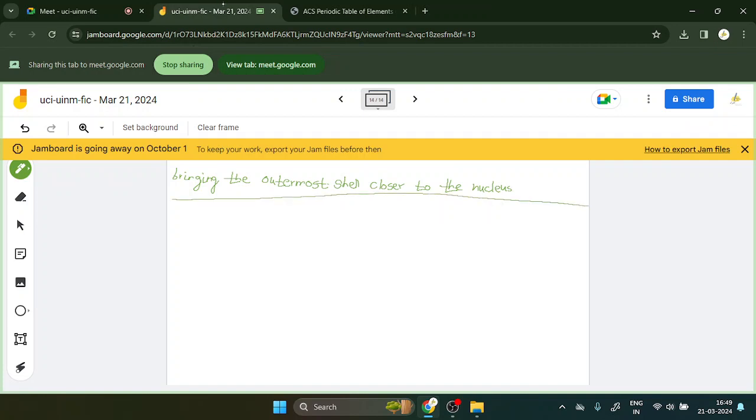So what's going to happen when we go down the group? Trends in atomic size. Let's discuss one more heading and then we will wrap up. So now, trends in atomic size. Atomic size, or we can say atomic radius. So what will happen when we go down the group?